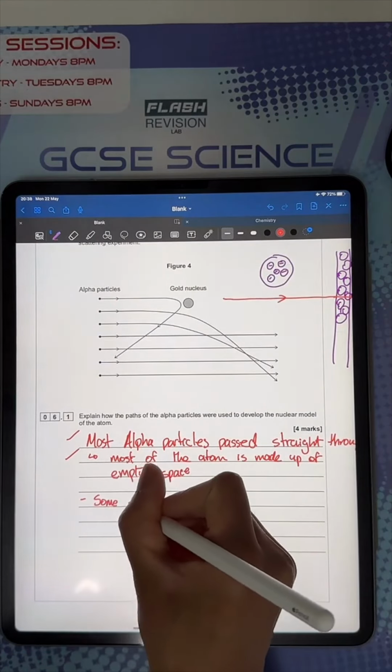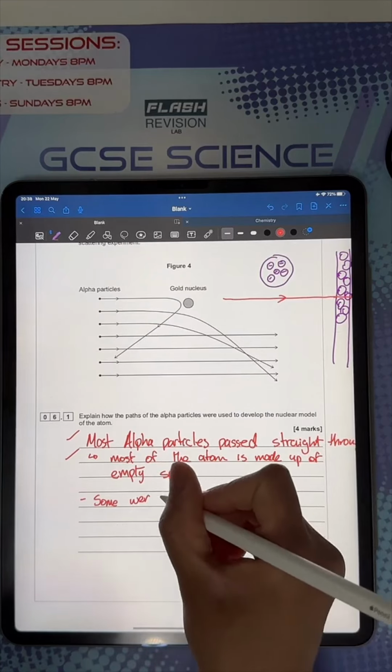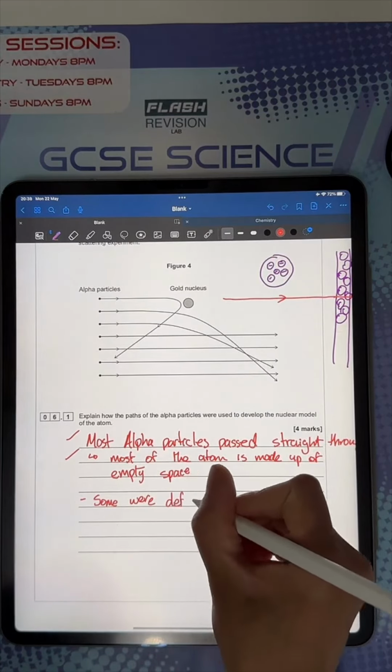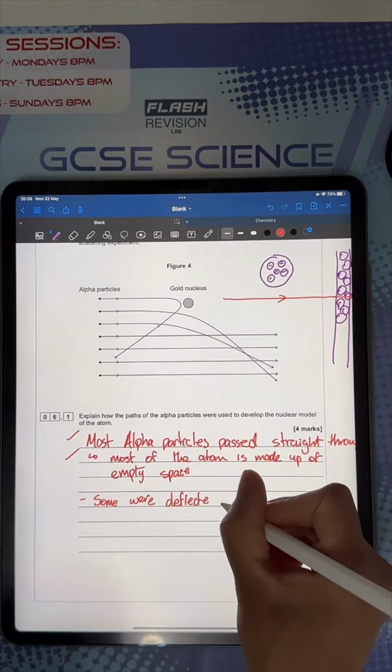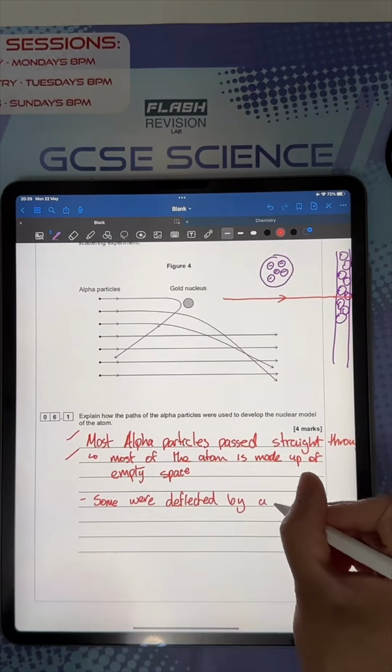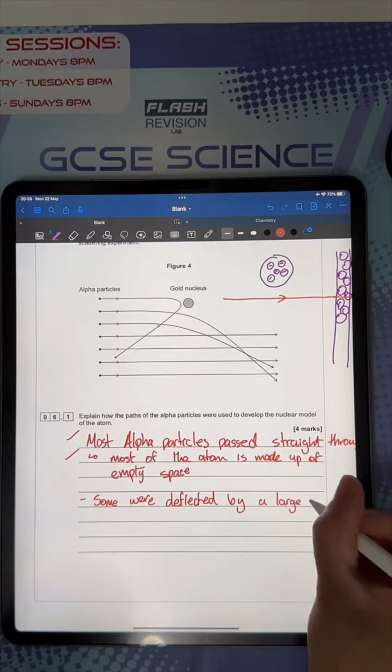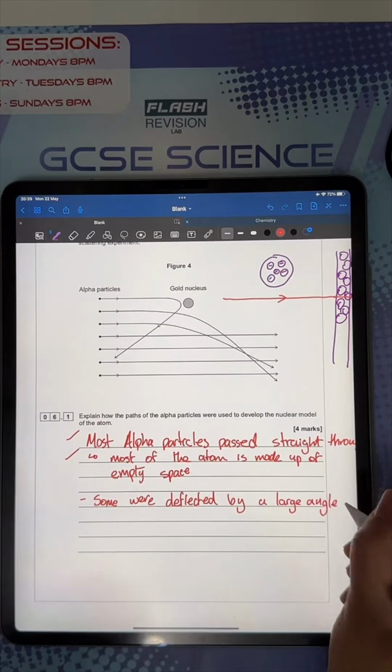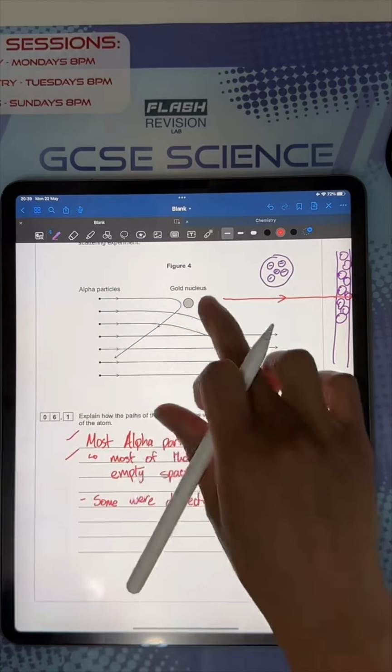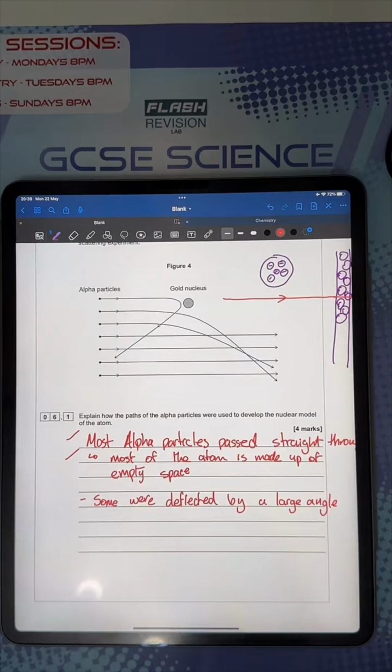Some were deflected by a large angle. So that just means like they weren't gradually deflected. Some of them just went straight back. What does that tell you? It's not about the fact that it's spherical, no. Yeah, there must have been something concentrated in mass in the middle of the atom, or somewhere in the atom, there's something that's concentrated in mass.